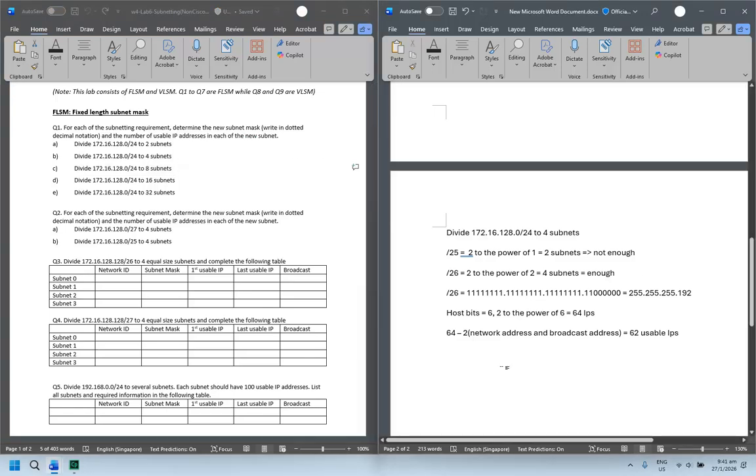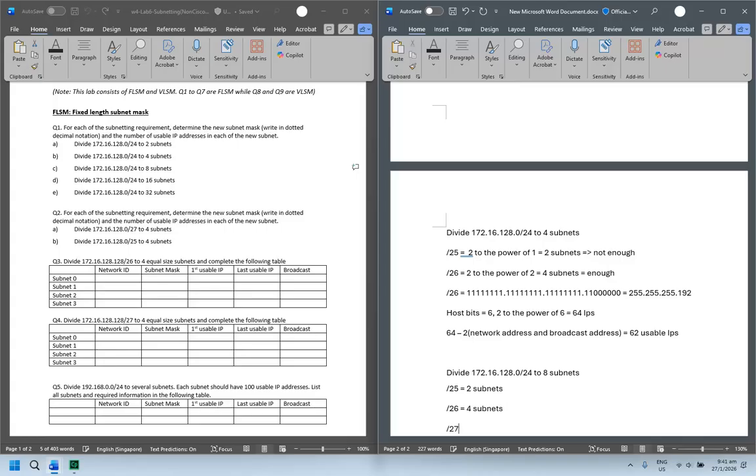Okay, the third question is to split up the /24 into 8 subnets. Going by /25 again, we only have 2 subnets, which we calculated above. /26, I will have 4 subnets, which is also calculated above.